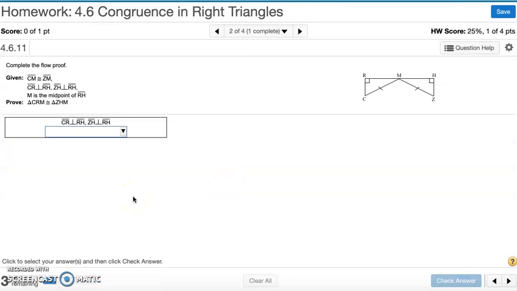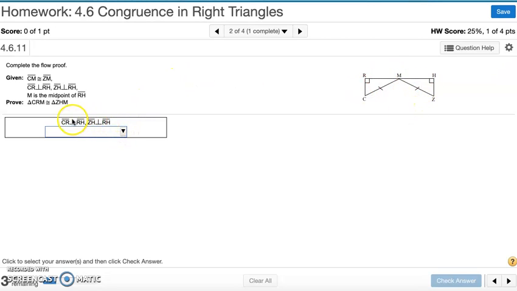Number 2, complete the flow proof. So we're given CM and ZM are congruent to each other. We're also given CR is perpendicular to RH and ZH is perpendicular to RH. And we're given M is the midpoint of RH. And we have to prove that these two triangles are congruent to each other.